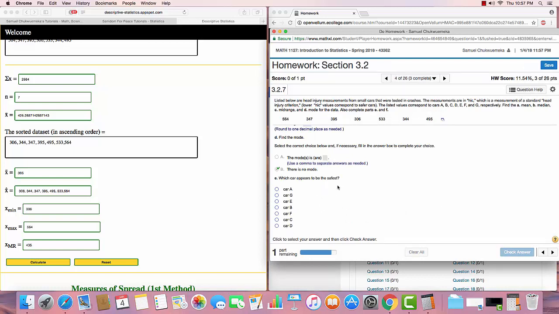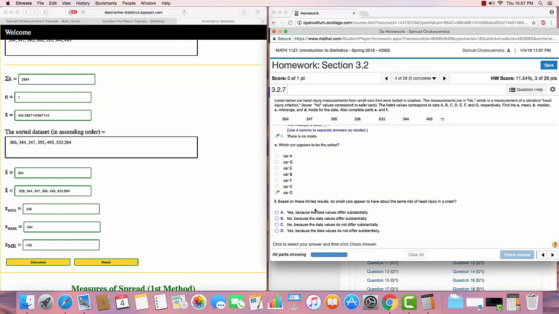Which car appears to be the safest? So let's look at the lowest HIC value. If you look at the calculator, the sorted data set, the lowest is 306. And 306, this is A, B, C, D. Car D. Okay.